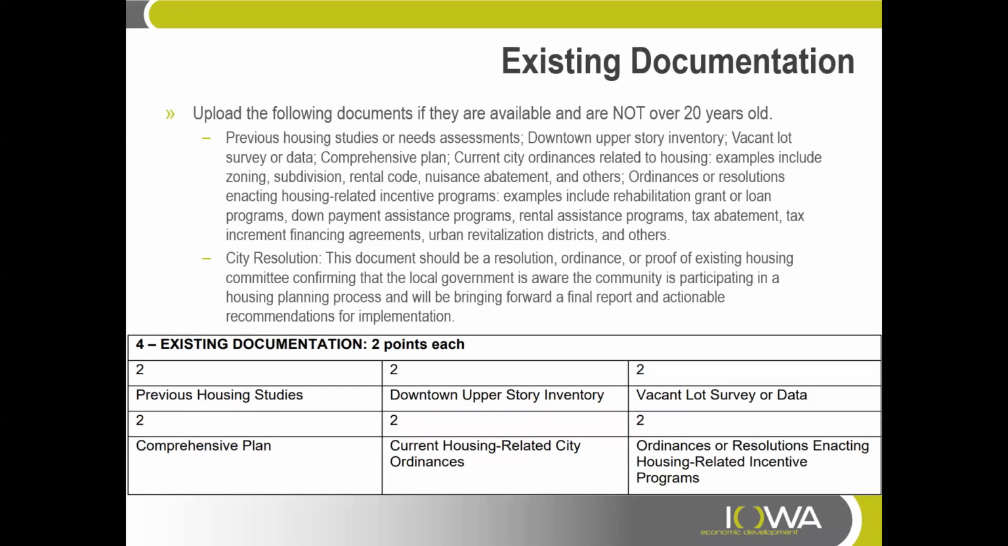that is currently available. And the documentation here, some of it is not exhaustive. So if you have other plans or initiatives or any kind of information that you think is relevant and you think the review panel should be aware of that you have that is not over 20 years old, please include it. You can drop it here, or there is a supplemental information area where you can upload additional media.